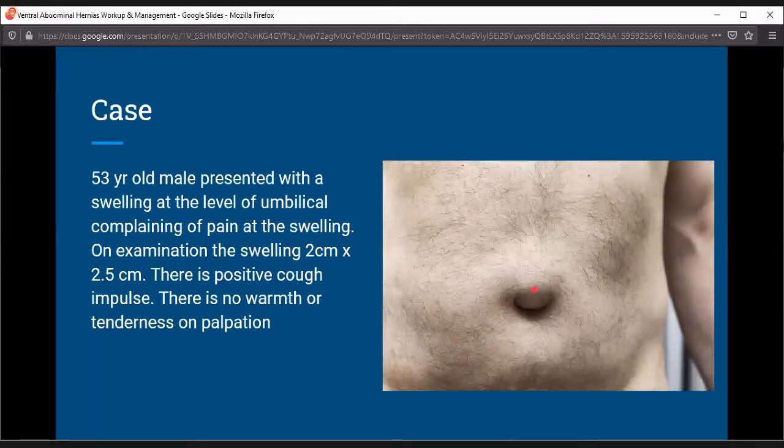If the hernia is above the umbilicus, it will make a smiley. If it's below the umbilicus, it will make a sad face. But if you compare it with this one, here we cannot see any umbilicus. It's just obliterated. The whole umbilical thing is obliterated, and this is more of an umbilical hernia.